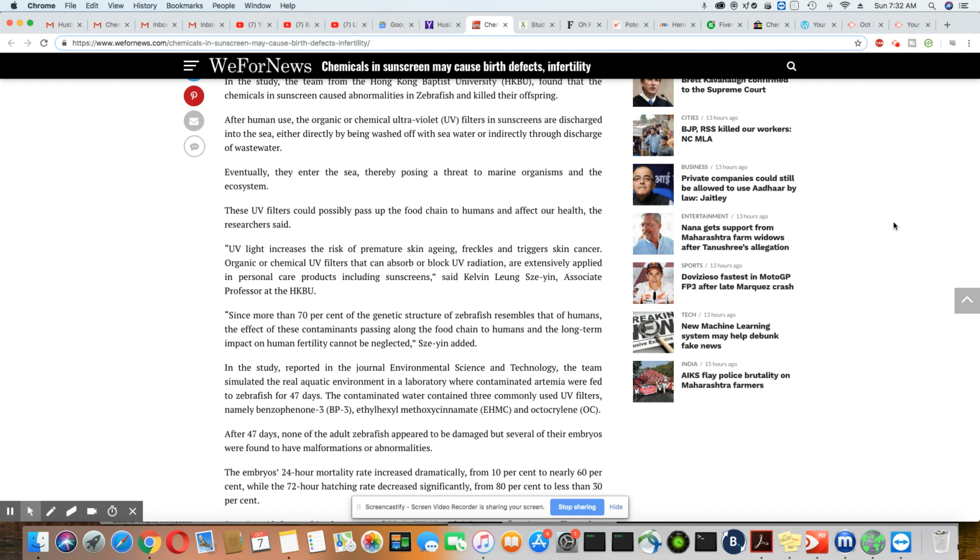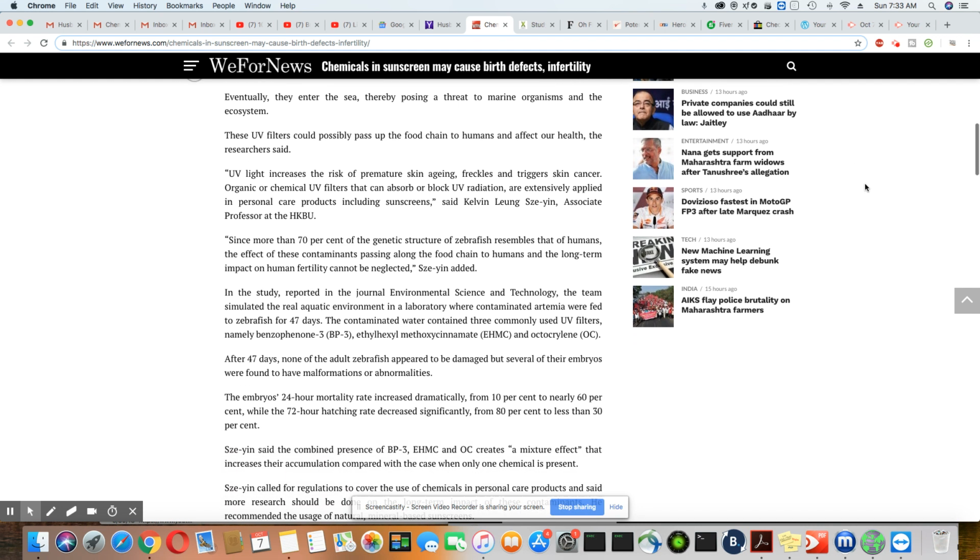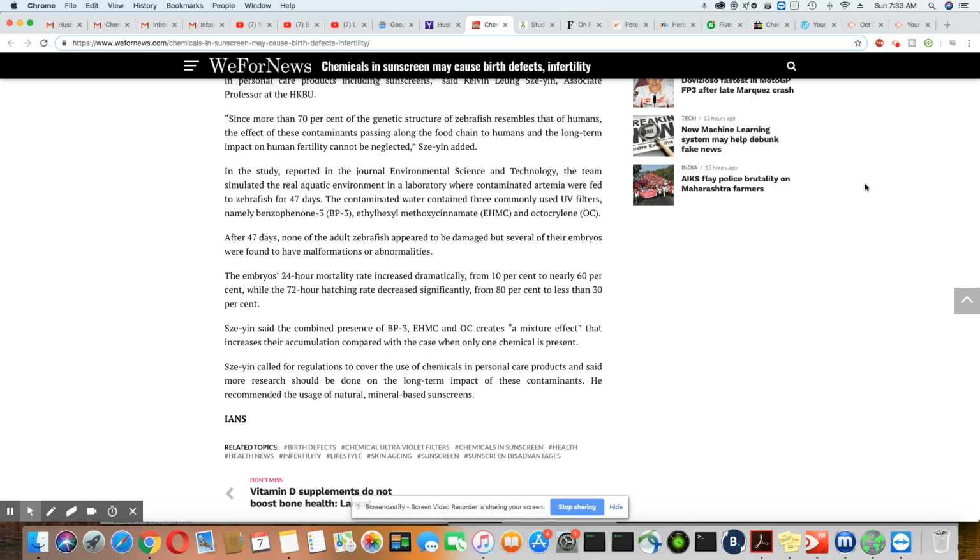UV light increases the risk of premature skin aging, freckles, and triggers skin cancer. Organic or chemical UV filters that can absorb or block UV radiation are extensively applied in personal care products, including sunscreens. So that's what this researcher is saying. So they're saying, since more than 70% of the genetic structure of zebrafish resembles that of humans, really that of Asians and white people, it don't resemble our DNA, black people, you know. And we are not the ones that are in bad need of sunscreen. Now, they're trying to say it is the chemicals in the sunscreen that's causing the low birth rate.